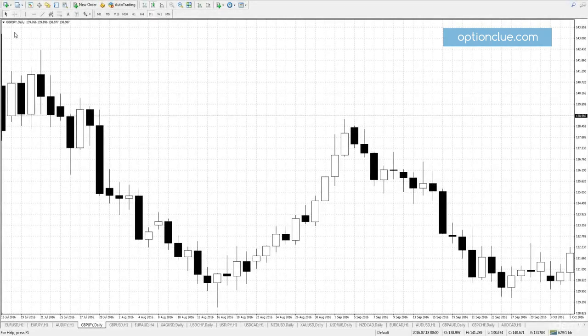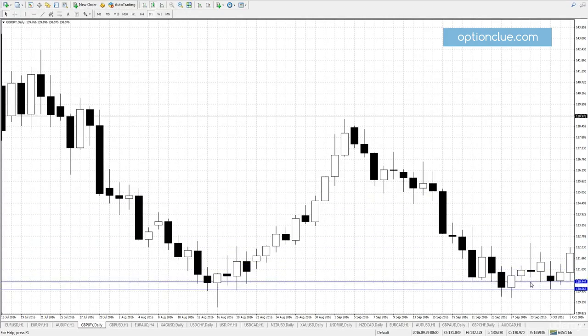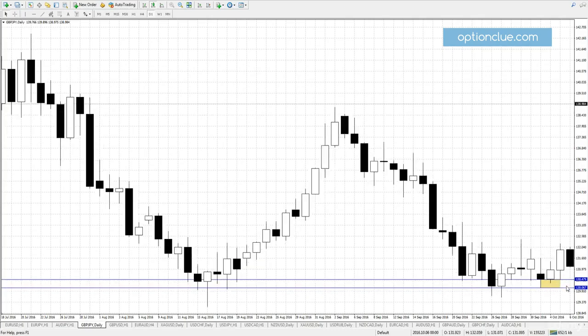Let's examine one more example. The currency pair is pound to yen. The situation is similar. The market has been in the flat for a long time. The lower border of the support level is 130.06. The upper border is 130.45. After a while, the market comes to the support level and a bear candle is formed.